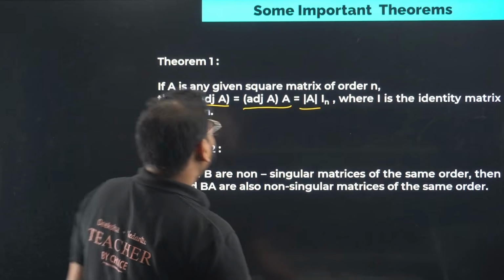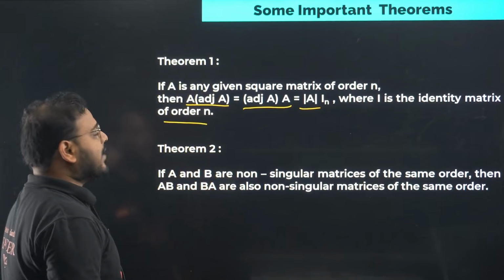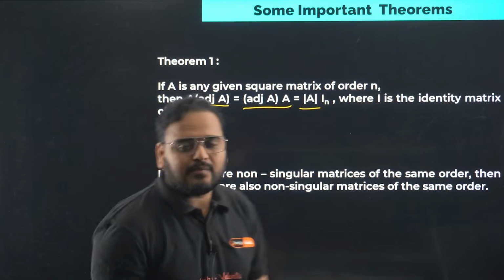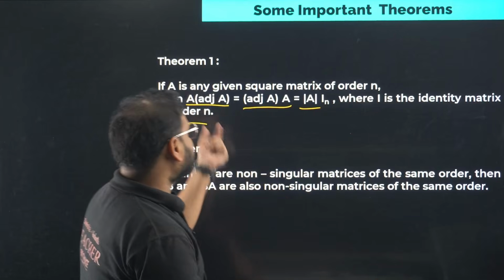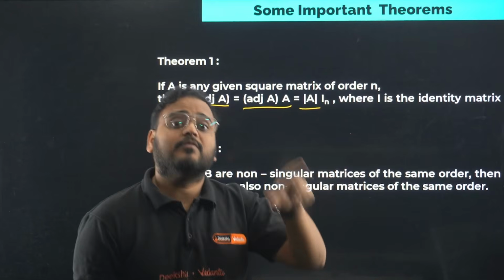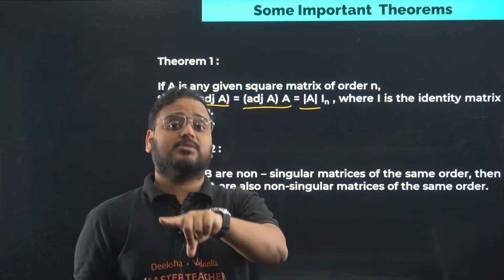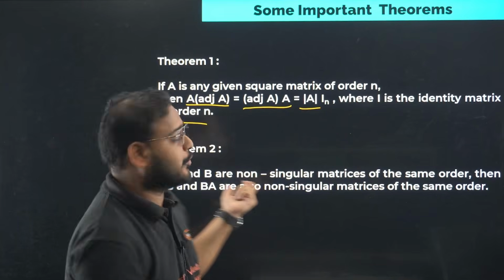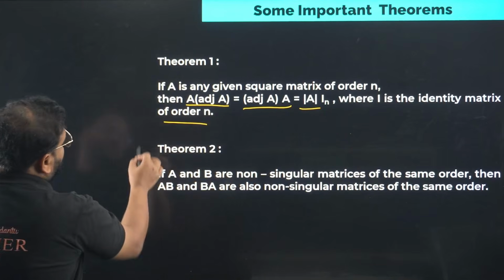I is the identity matrix of the order N. A adjoint A or adjoint A times A is a multiplication, right? Adjoint A is the matrix of the same order formed of cofactors transpose. Cofactors transpose. I just showed you, right? Okay. Theorem number 2, what does it say?